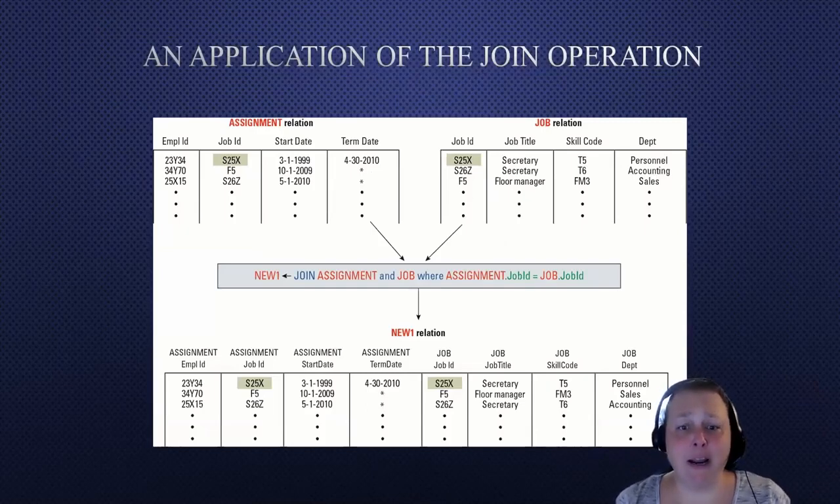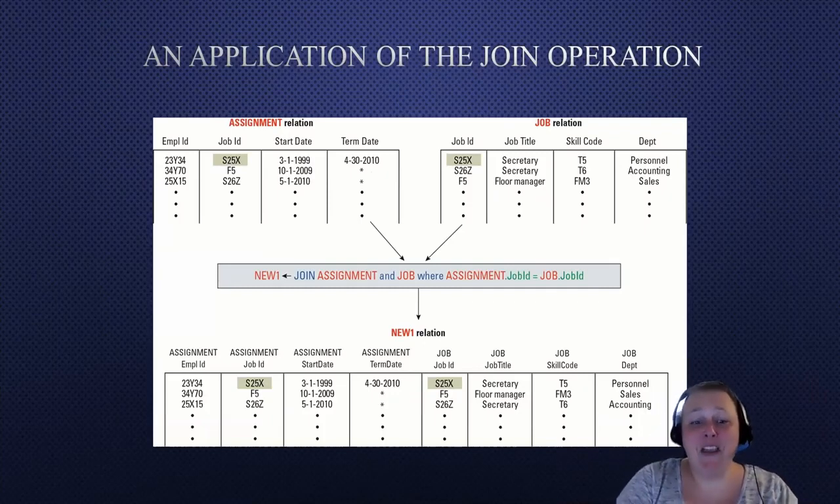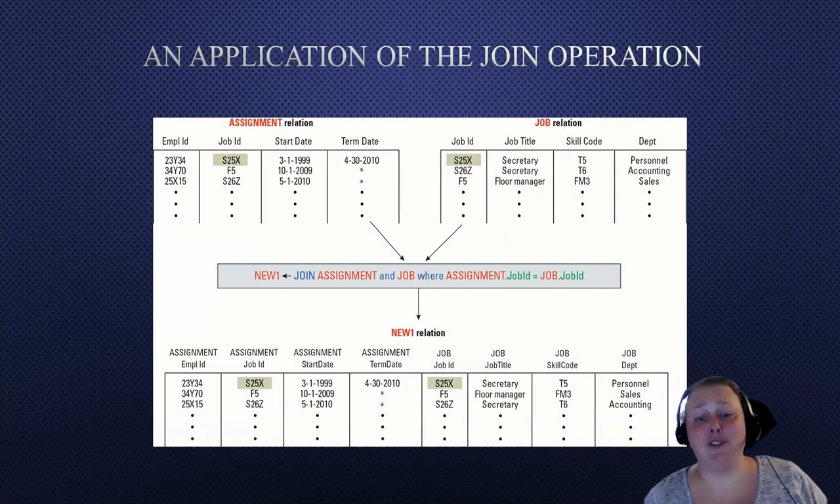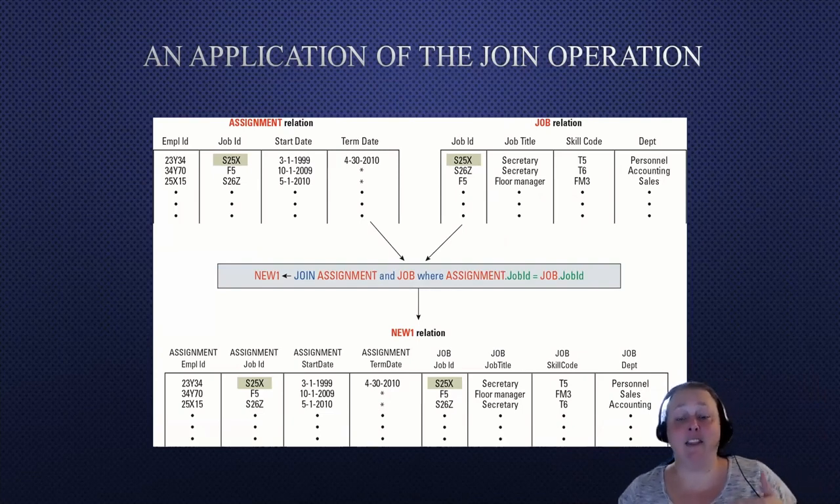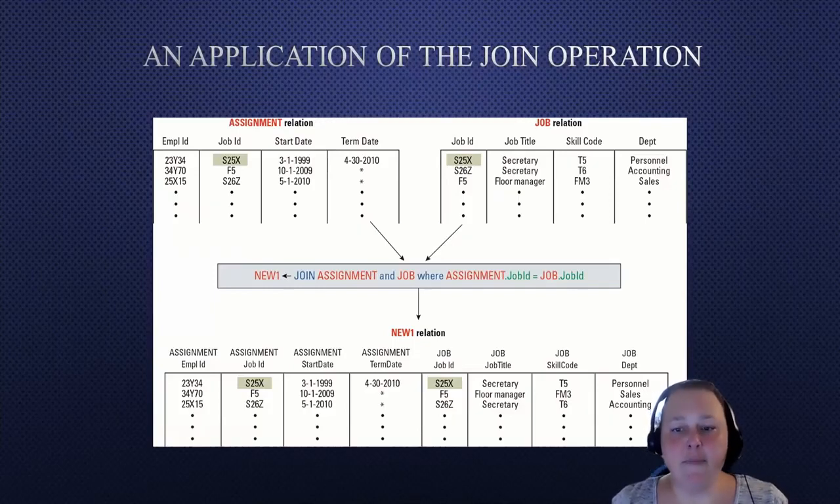Application of the join operation, just like a working application. So here we want to put together a large table that has the assignment and the jobs where the IDs are equal. So everybody that is assigned to every single job, okay? So here it's going to say join assignment relation and the job relation, or the tables together, where all of my job IDs are equal in both tables.